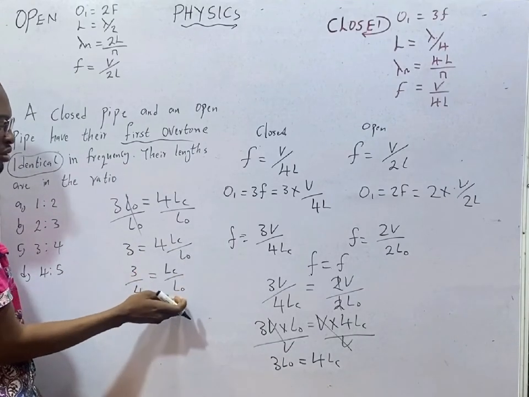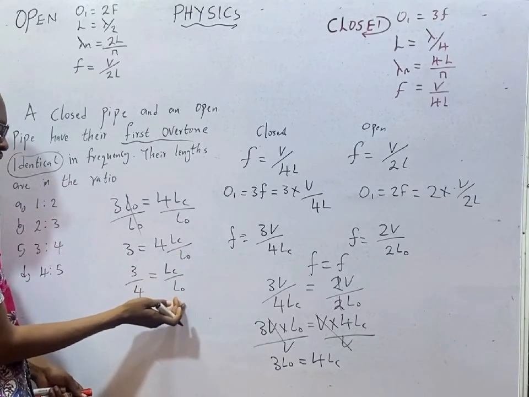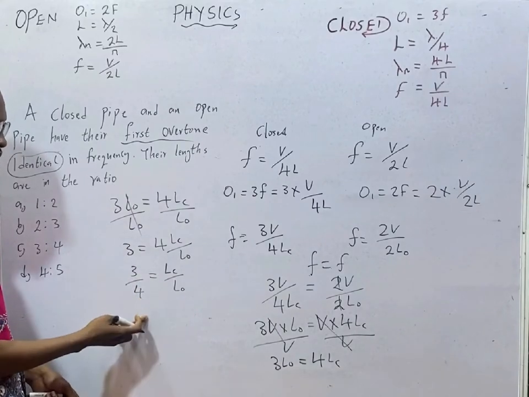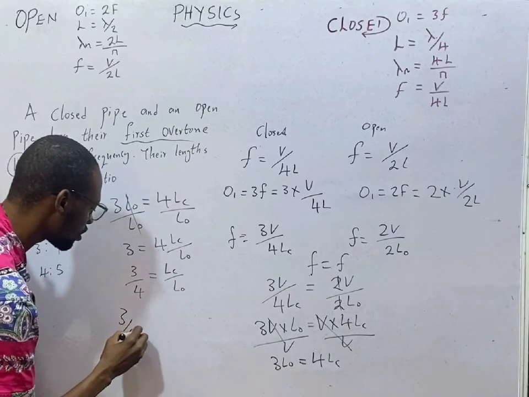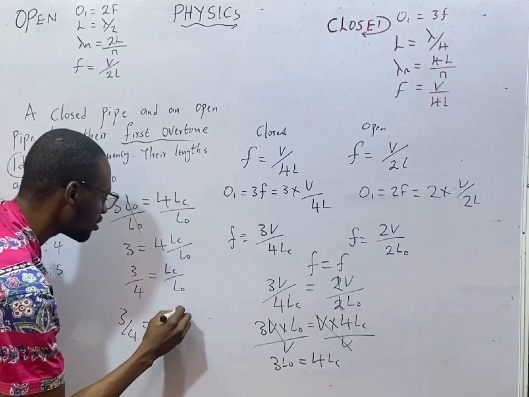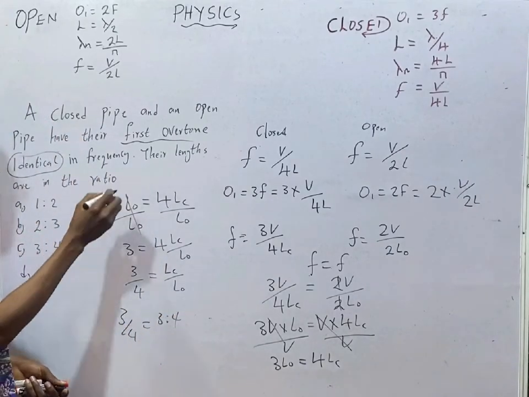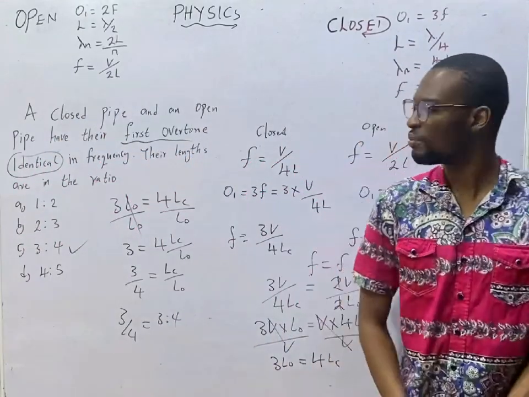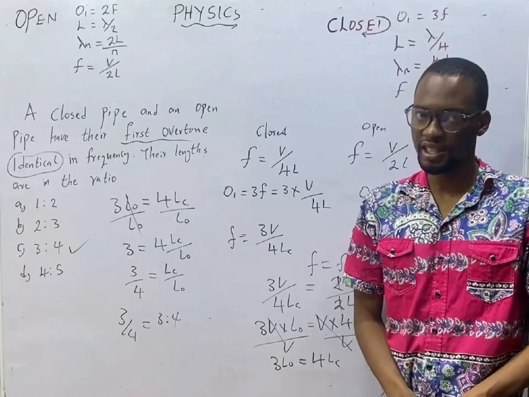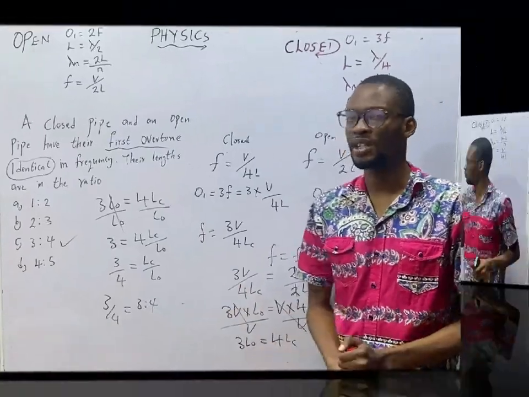The ratio of LC over LO is LC divided by LO, and that is 3 ratio 4, or 3 over 4. 3 over 4 is the same thing as 3 ratio 4. So as you can see, this is the correct option. Please solve that question and let me know if you find it understandable. If you have questions, please let me know.